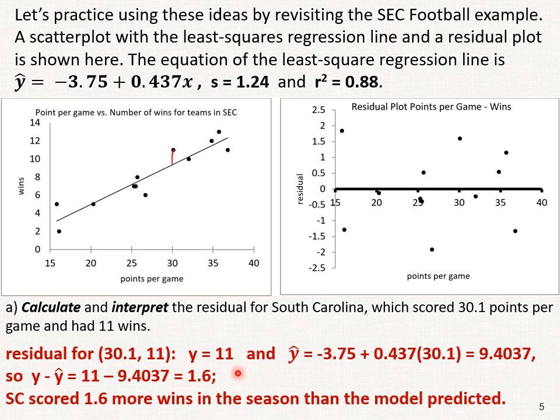Now, how we interpret that: the residual is positive 1.6, and how we interpret it is that South Carolina had 1.6 more, right, because it's positive. We don't interpret it with a plus sign in front of it. We just say South Carolina had 1.6 more wins in the season than the model predicted. If it had been negative, we would say South Carolina had 1.6 fewer wins in the season than the model predicted. Okay.